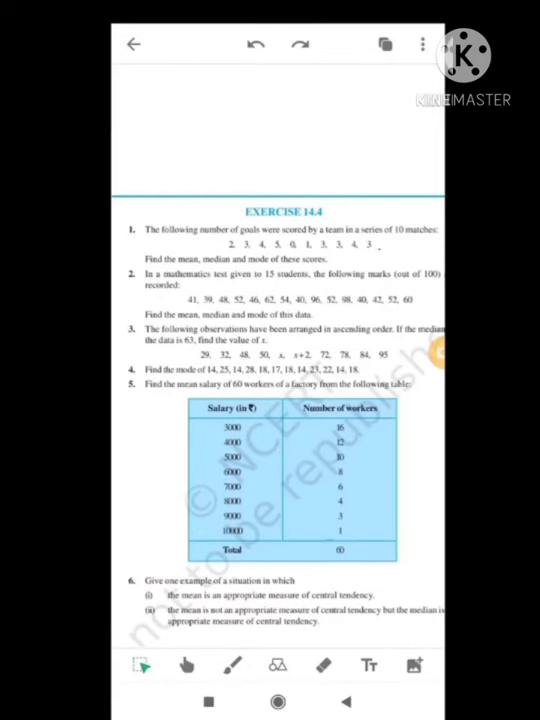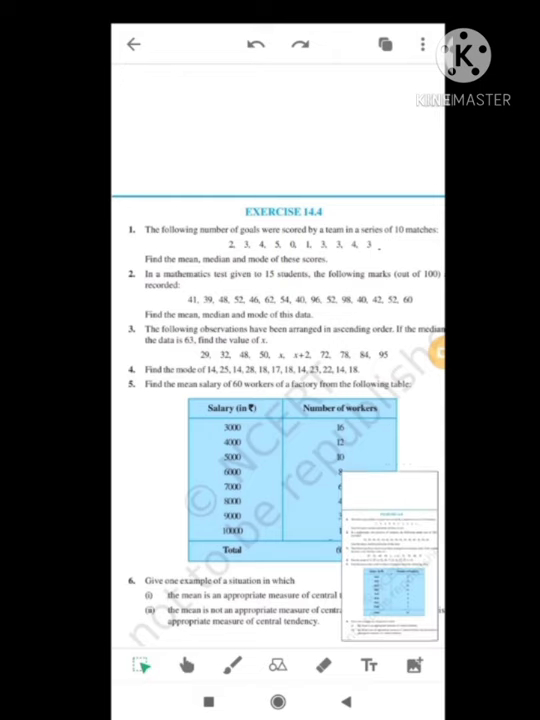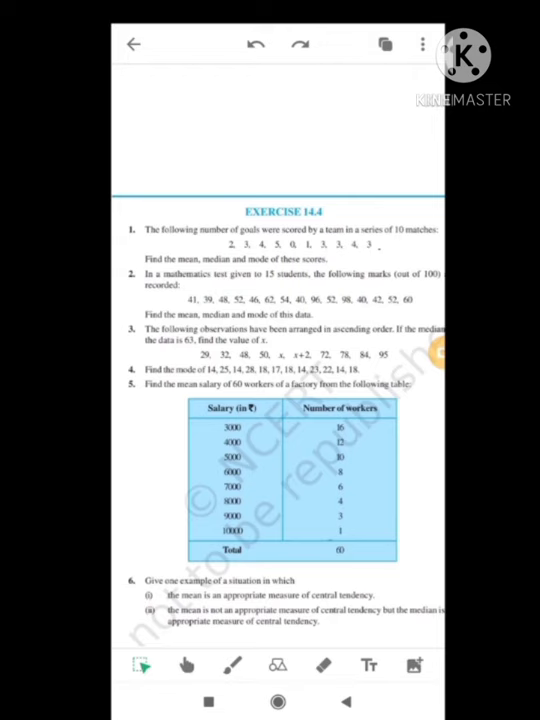So exercise 14.4, first question. The following goals were scored by a team in a series of 10 matches: 2, 3, 4, 5, 0, 1, 3, 3, 4, 3. These are the goals. What we need to find? We need to find the mean, median, and mode of this score.